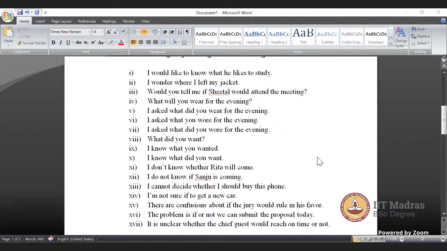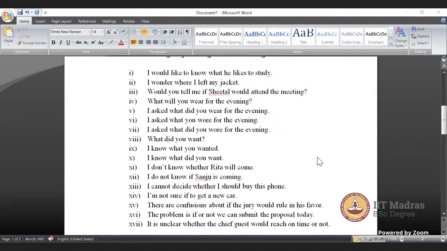So we were looking at the question clauses till now. Now we have slightly transcended to the if and whethers, just to show you the demarcation. I do not know if Sanju is coming. This is grammatical again. So if Sanju is coming is your clause, the clause part here. And in the previous sentence it was whether Rita will come. Both of them are grammatical. Now the 13th one.